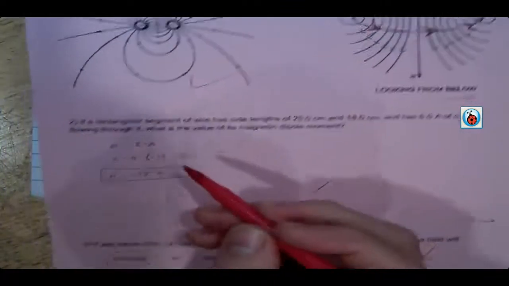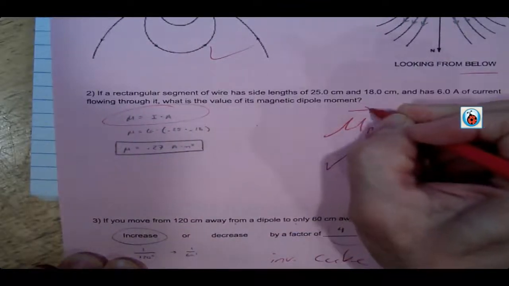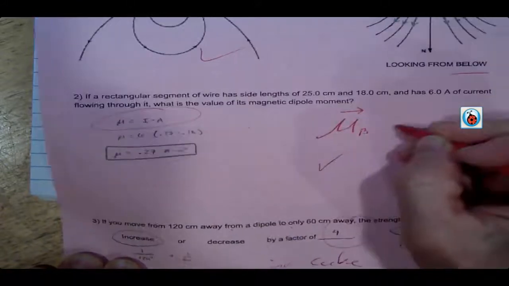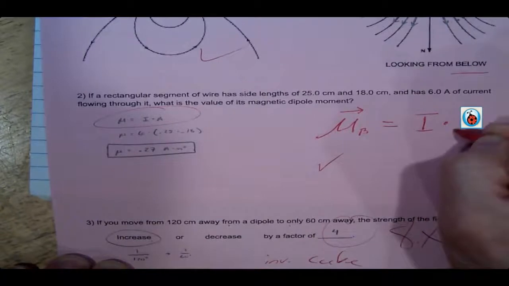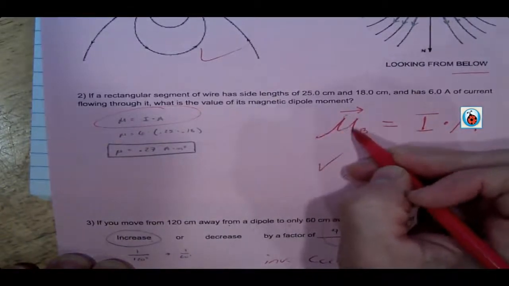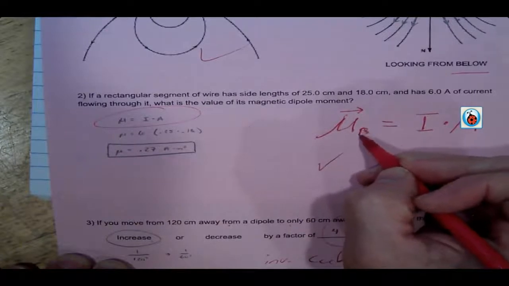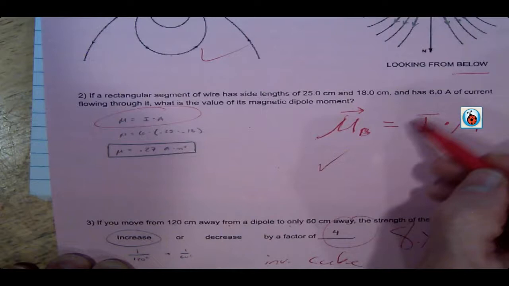Dipoles are calculated using a pretty simple equation. I'm going to write it bigger so you can see it. It's a vector. Unfortunately, we use mu again. We've used mu for so many things in here, but this one is a vector, and it usually is bolded when you see it in text. It's got a little b next to it to remind you it's a magnetic dipole. So it's the current flowing through a loop times the area of the loop, and it turns out any shape at all will work.